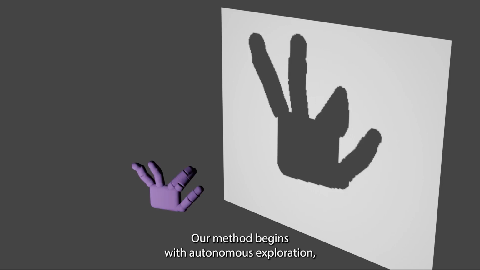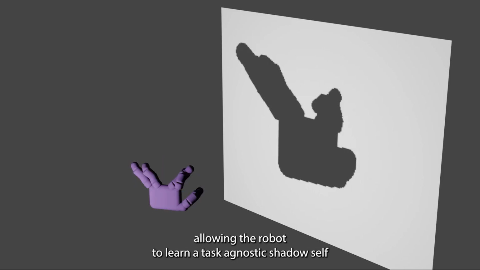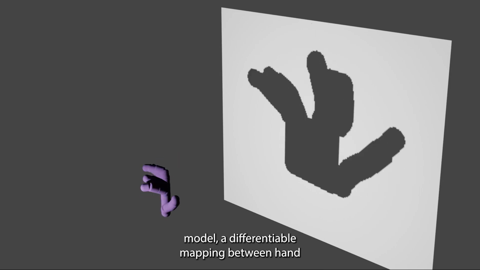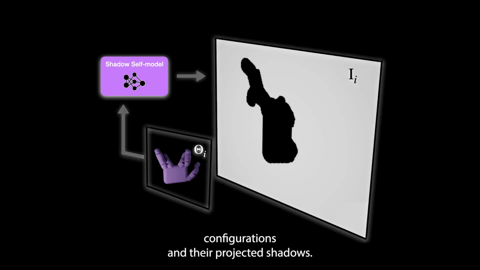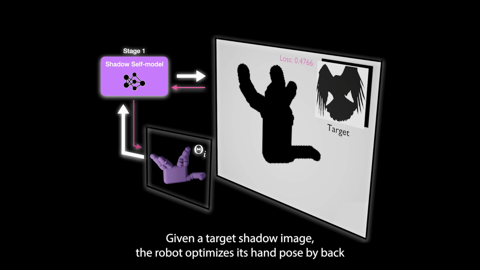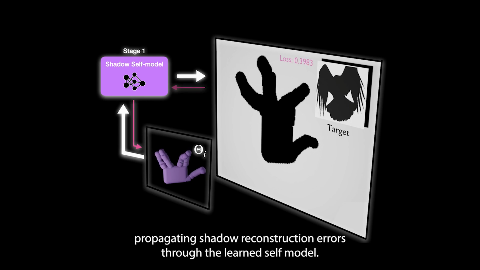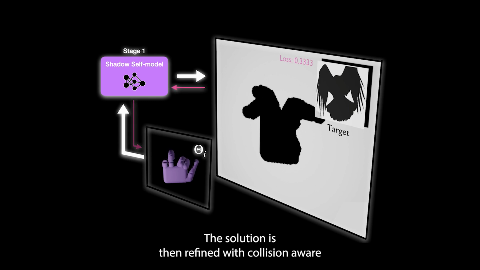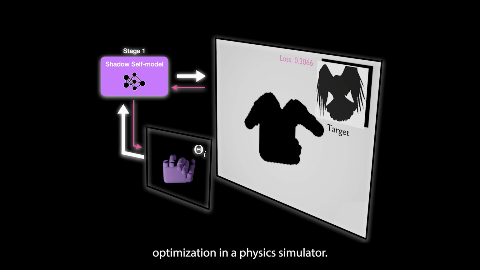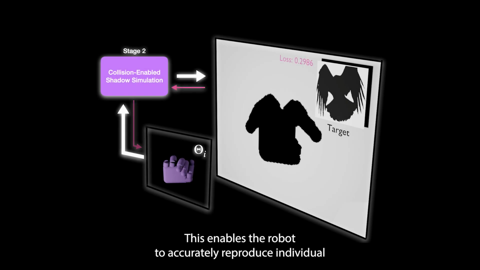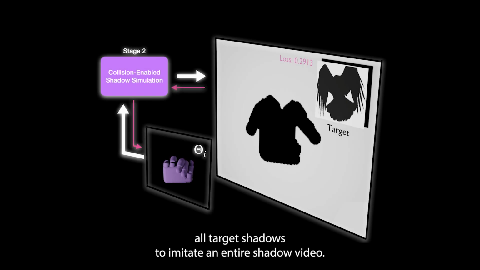Our method begins with autonomous exploration, allowing the robot to learn a task-agnostic shadow self-model, a differentiable mapping between hand configurations and their projected shadows. Given a target shadow image, the robot optimizes its hand pose by back-propagating shadow reconstruction errors through the learned self-model. The solution is then refined with collision-aware optimization in a physics simulator. This enables the robot to accurately reproduce individual target shadows.